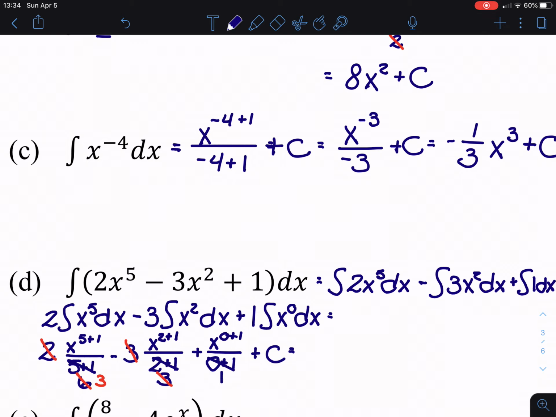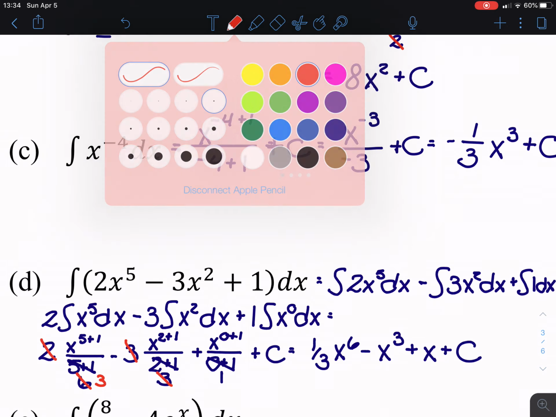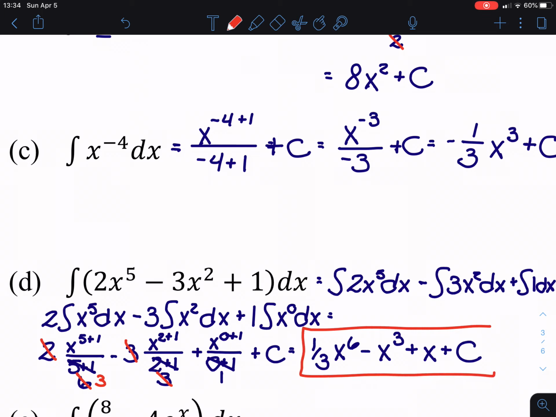So I have 1/3 x to the 6th minus x cubed plus x plus c, and that is my indefinite integral solution right there. And again, if I take the derivative of this, 6 times 1/3 is 2, so it would be 2x to the 5th. 3 times negative 1 is negative 3 times x squared, and the derivative of x is 1, and the derivative of c is 0.